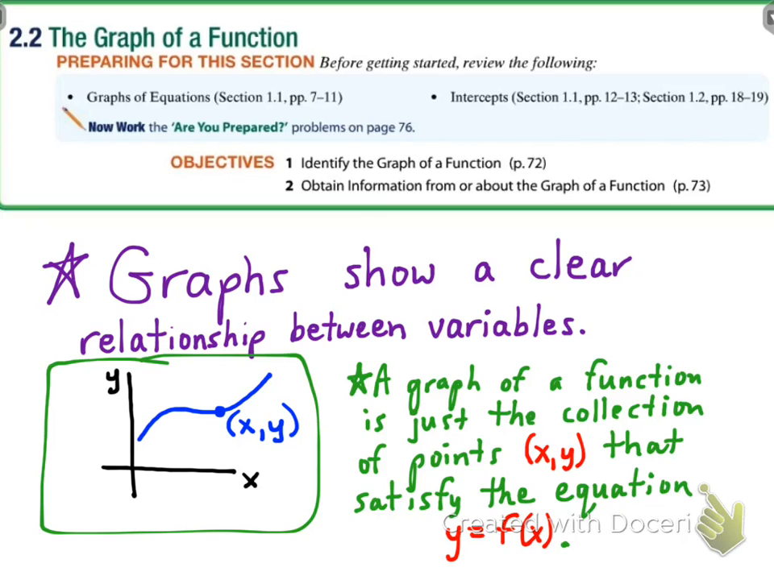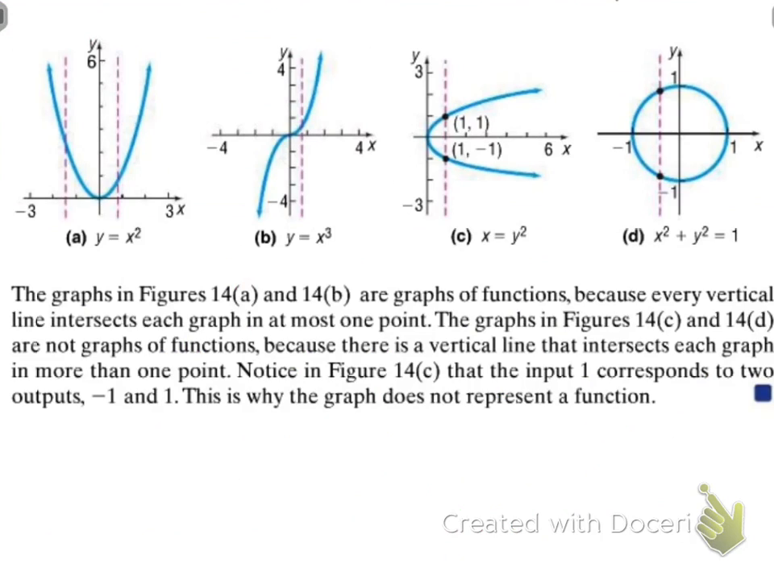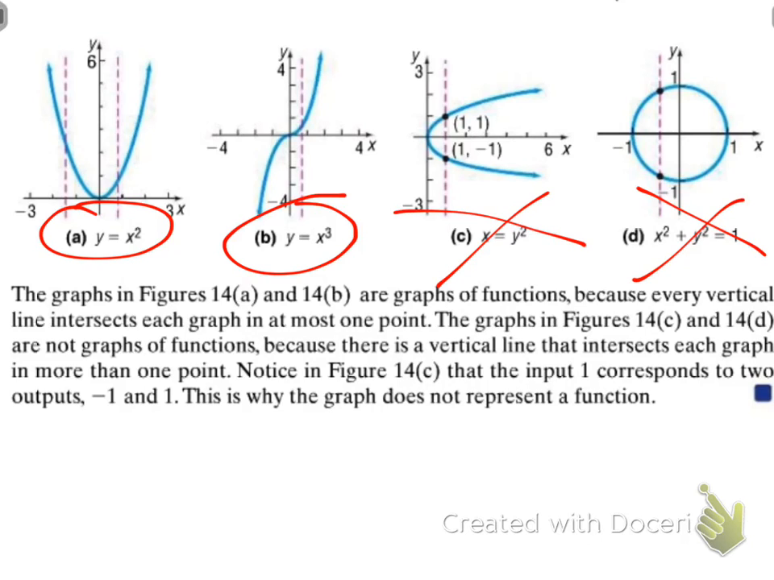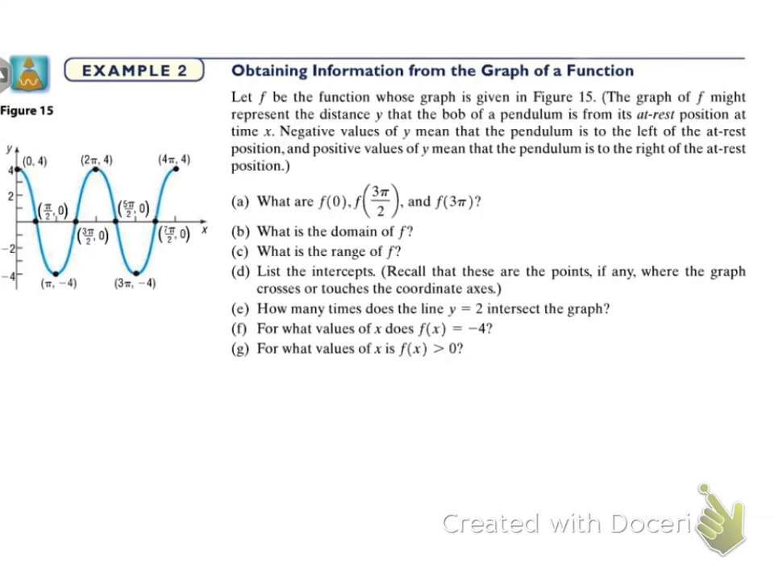So when you're looking at a graph, as we've talked about, you can easily determine whether the graph is that of a function or not by whether or not the graph passes the vertical line test. Just a quick reminder: the first two graphs here are functions and the other two are not functions, because they don't pass the vertical line test, meaning you'd have multiple outputs for the same input. Anyway, let's take a look at the new stuff.